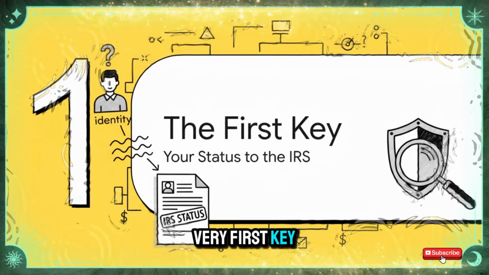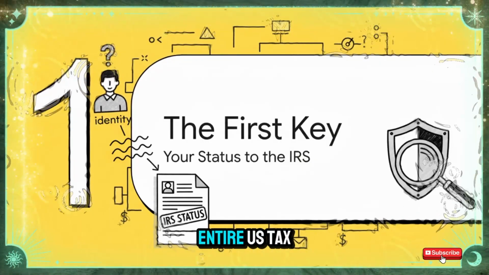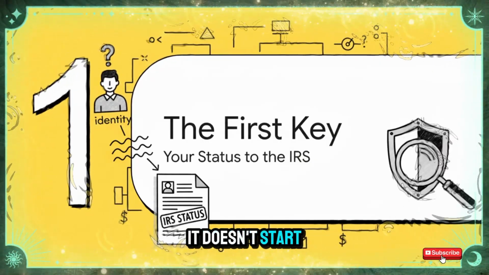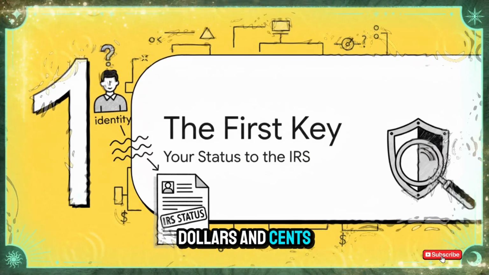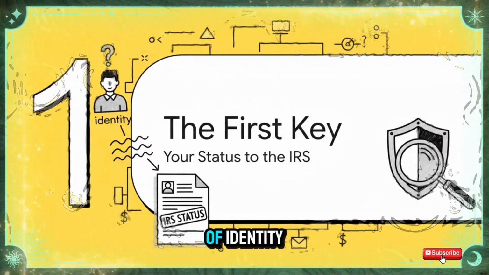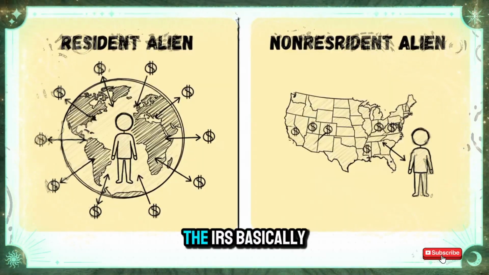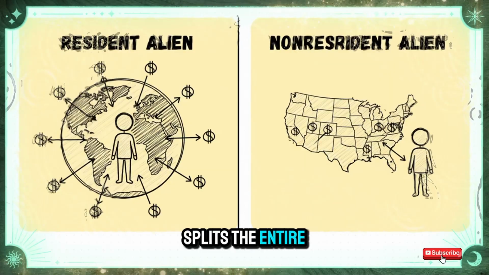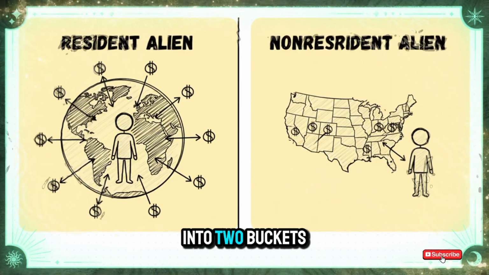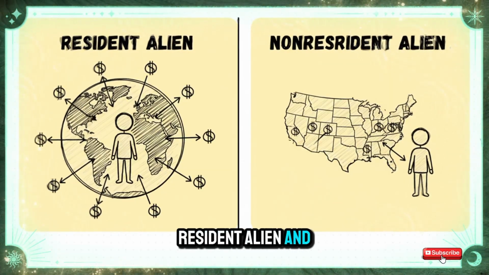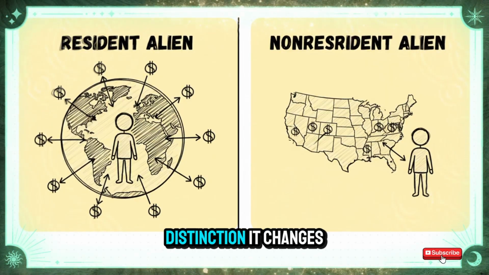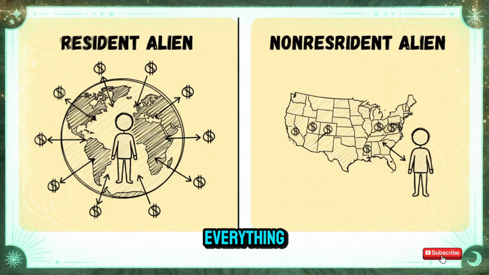The very first key. You see, your entire US tax journey doesn't start with numbers or dollars and cents. It starts with a single question of identity. Who are you to the IRS? So the IRS basically splits the entire world of non-citizens into two buckets, resident alien and non-resident alien. And this one distinction changes everything.